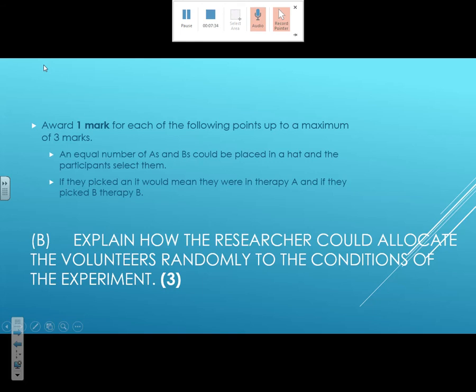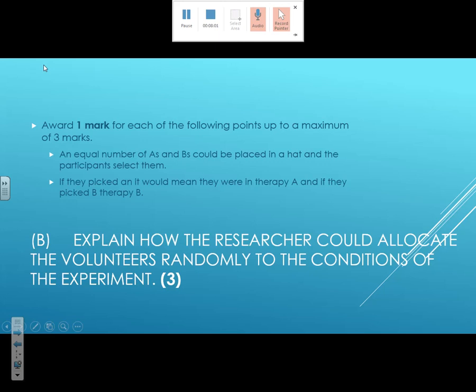Then the 3rd mark you must mention. So this is the 2nd or the 3rd time you have done this question for me. If they picked out an A, it would mean they were in therapy A. If they picked a B, they were in therapy B. So you've contextualised by talking about that. So equal number of A's and B's in the hat, participants would select them, and if they picked out an A, they would be in therapy A, and if they picked out B, they were in therapy B.